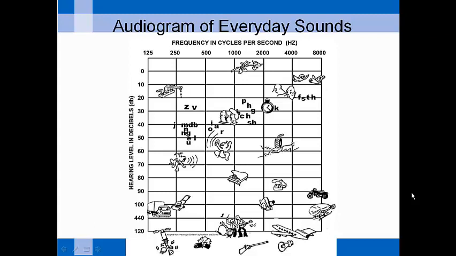If you have hearing loss in the high pitches, as you heard with that moderate hearing loss, it's either very difficult to hear those birds or you don't hear them at all.